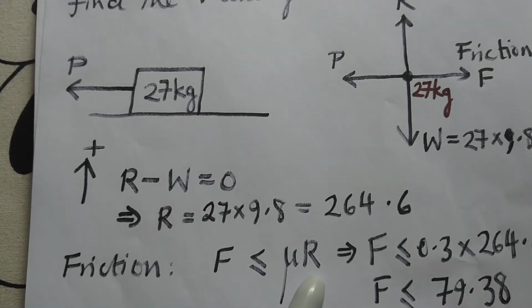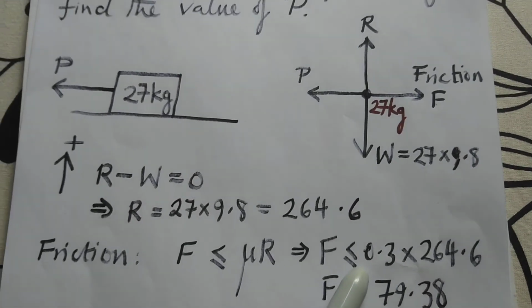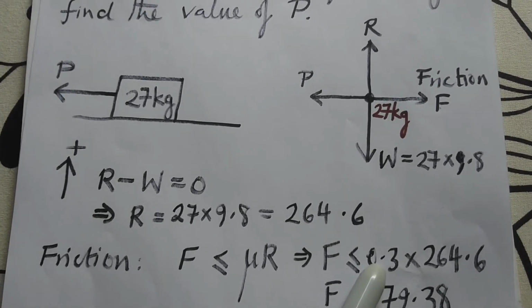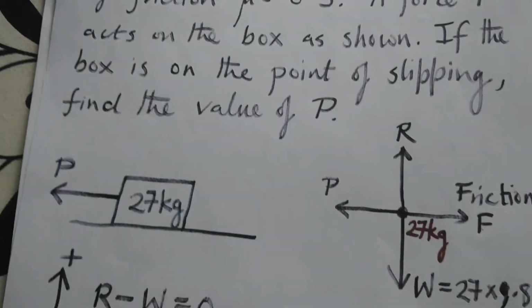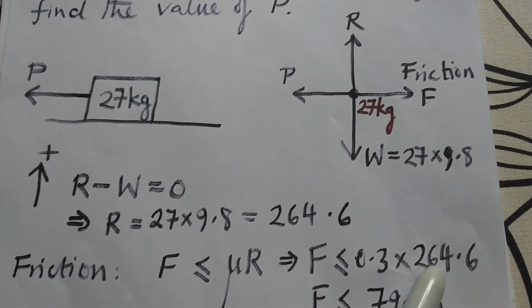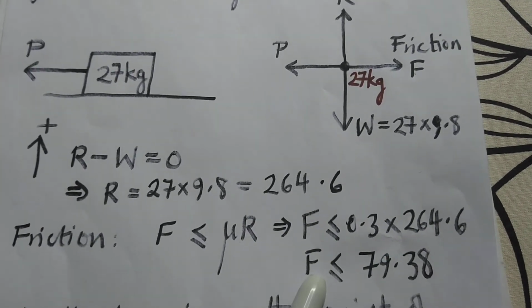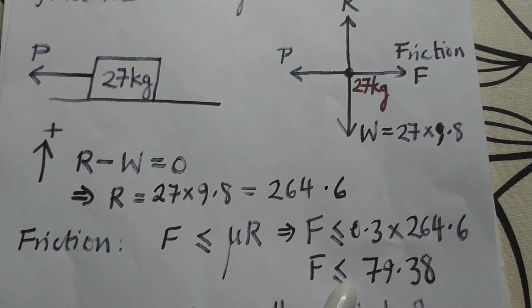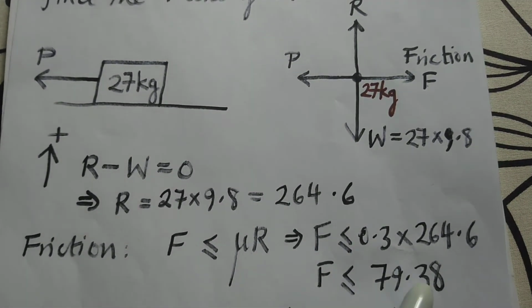Now for the friction, we use the friction equation: F, the friction force, must be less than or equal to mu R, and that implies that F must be less than or equal to 0.3, which was our value of mu, if you remember, up here. So 0.3 times 264.6 that we just worked out. So that tells us that F has a value which can go up to a maximum of 79.38.